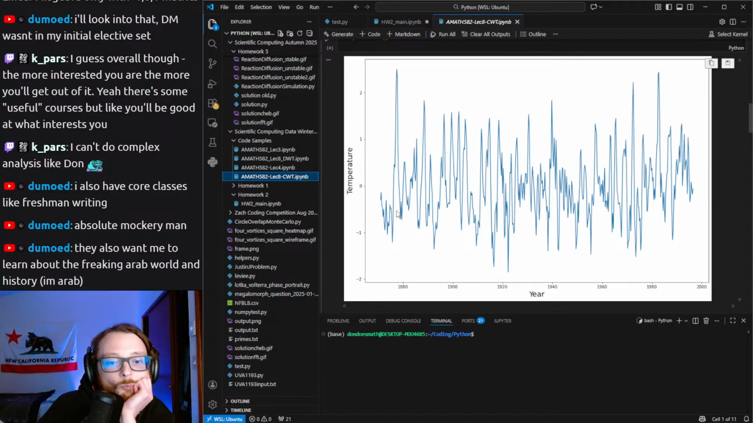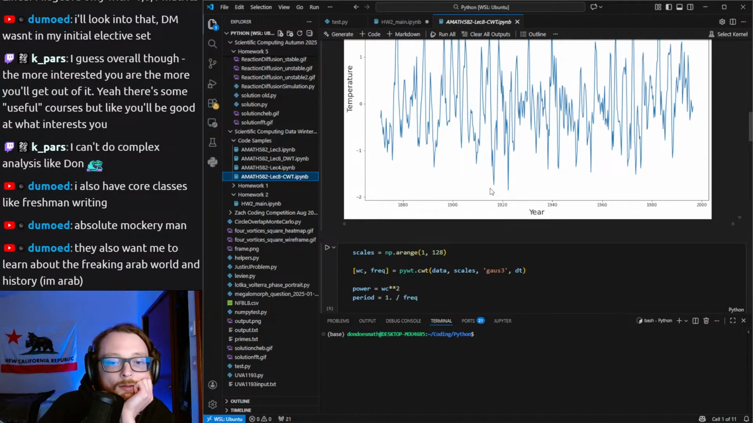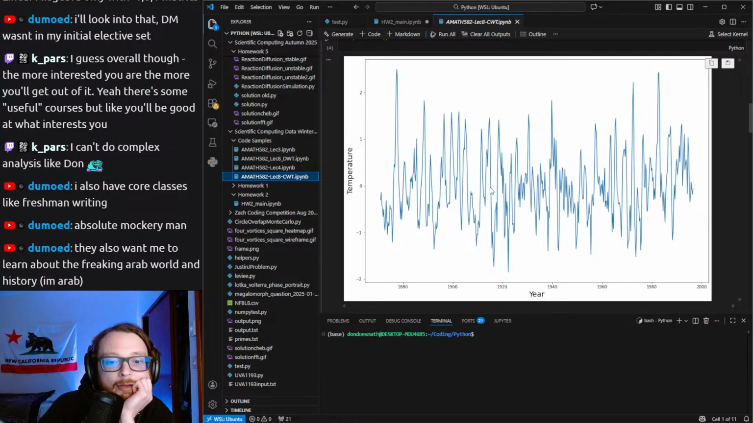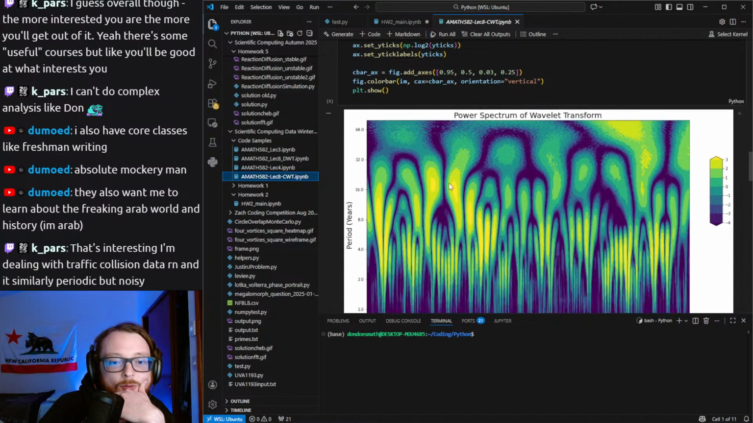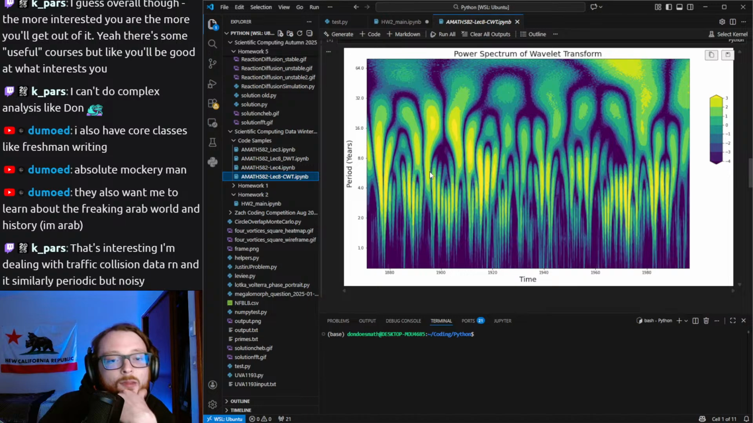And if you use wavelets on data like this, it's like a Fourier transform but localized, or like a Fourier transform but for different scales, I guess. So it's going to show us the long-term trends in this data, but also the short-term spikes. This is kind of like a heat map of what you get if you use wavelets. Dealing with traffic collision data, it's similarly periodic but noisy.